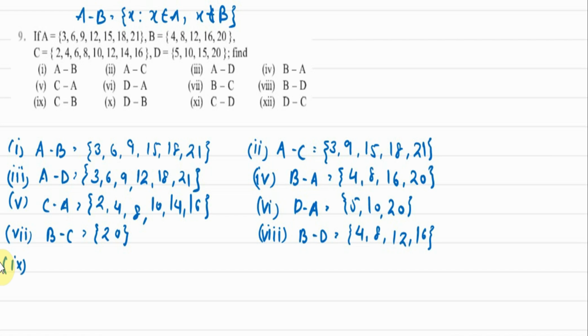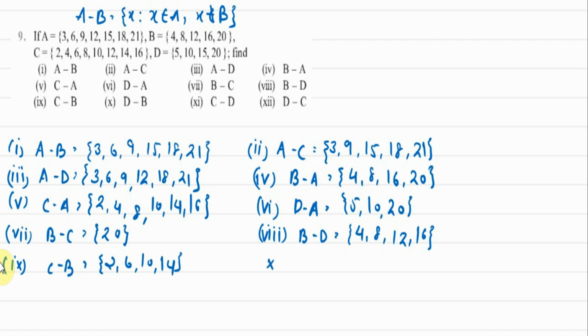Now, next we have part 9. It says find out C minus B. This means we will write all the elements in C which are not present in B. So they are 2, 6, 10, 14. All these elements of C are not present in B. That is why C minus B will be the set of elements 2, 6, 10 and 14.